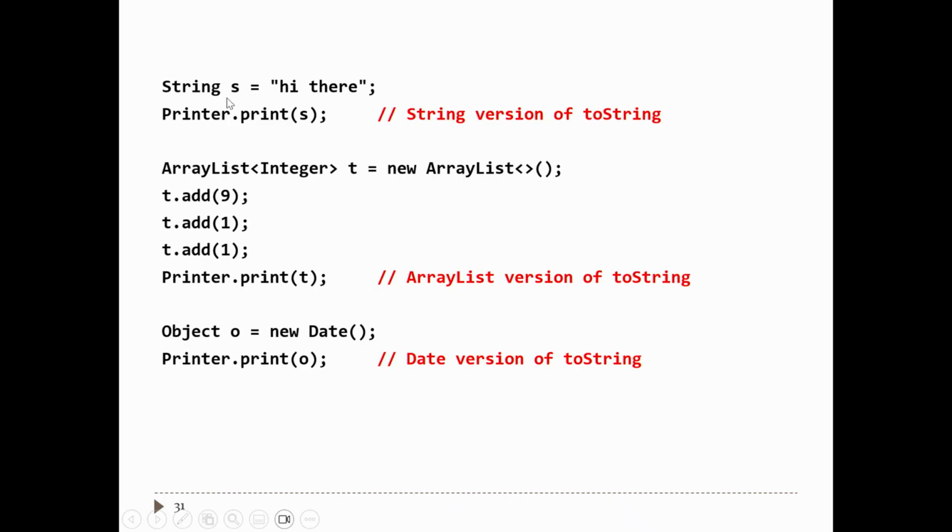So if s is a string, then when you call print, you get the string version of toString. If t is a list, when you call print, you get the list version of toString. If o is a date, when you call print, you get the date version of toString. You don't get the Object version of toString. It's the runtime type that determines which version of toString you get.